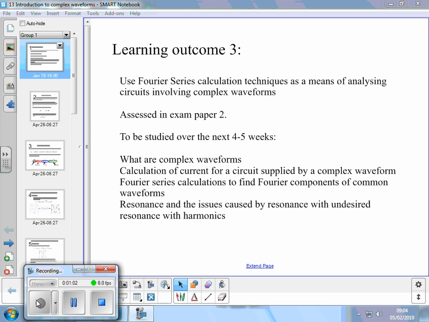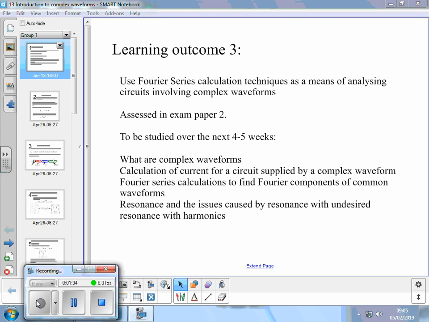We'll look at how we calculate current for a circuit supplied by a complex waveform. Next week we'll look at Fourier series calculations so that we can see where Fourier components for a complex waveform come from. And then probably the week after, maybe a bit into next week, we'll look at how resonance can cause issues when there's complex waveforms involved.